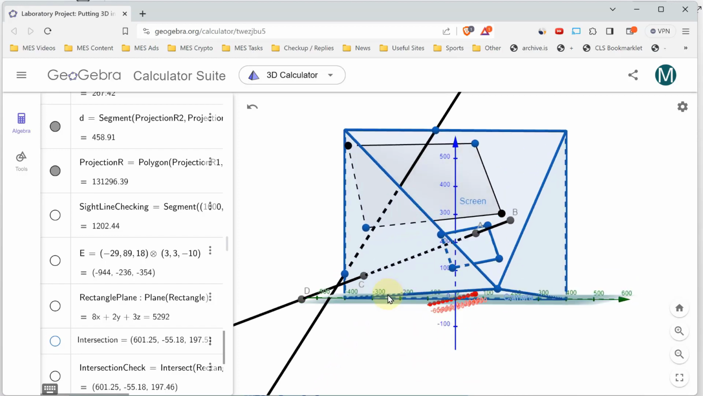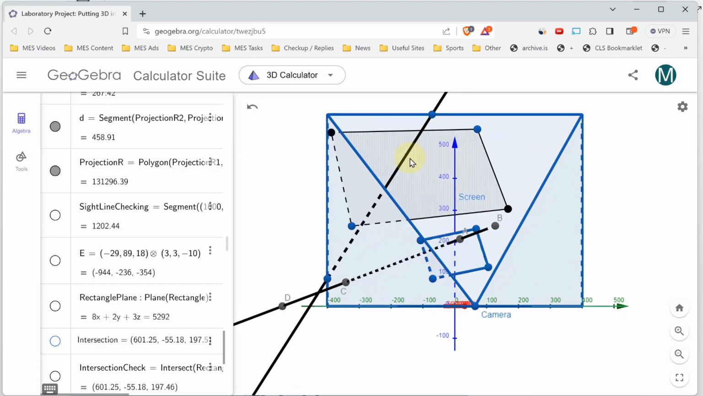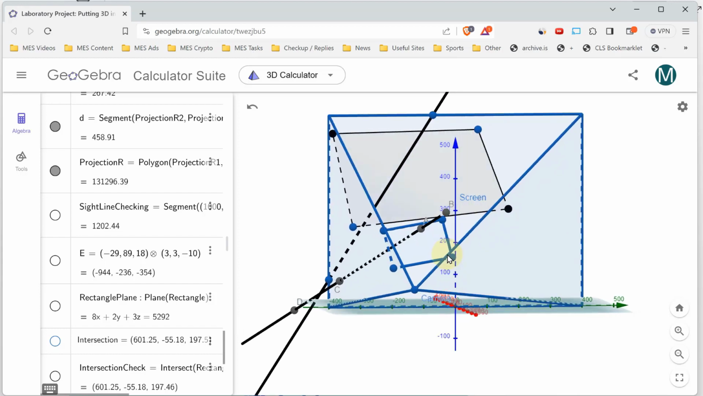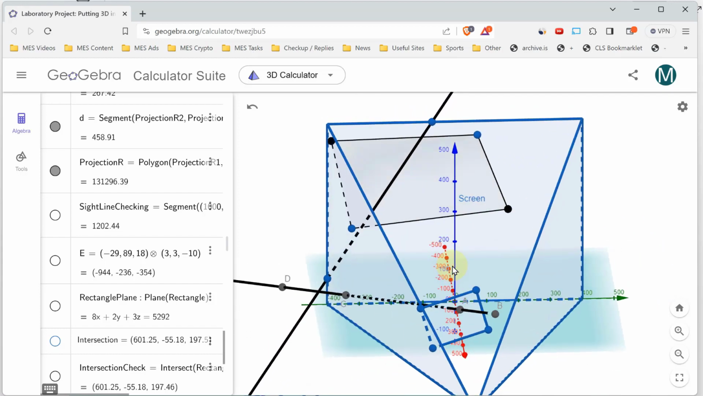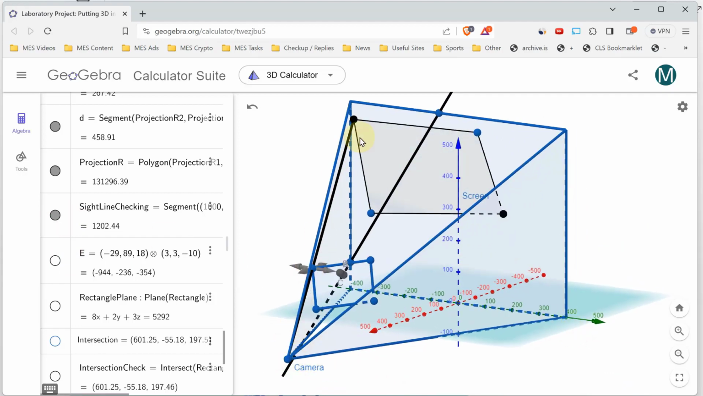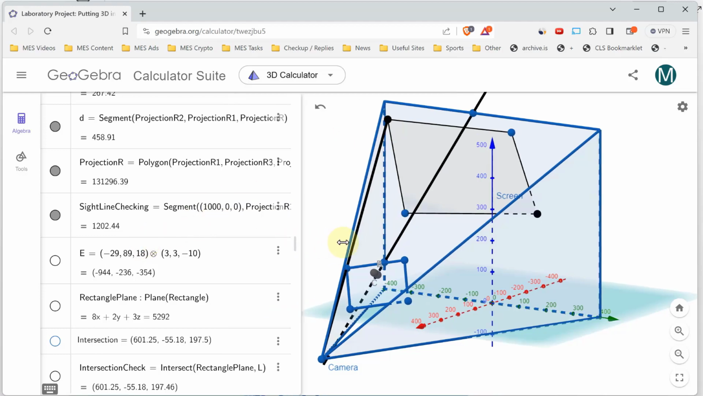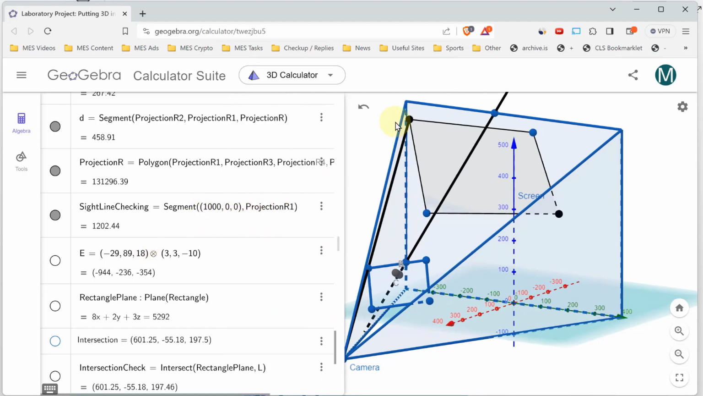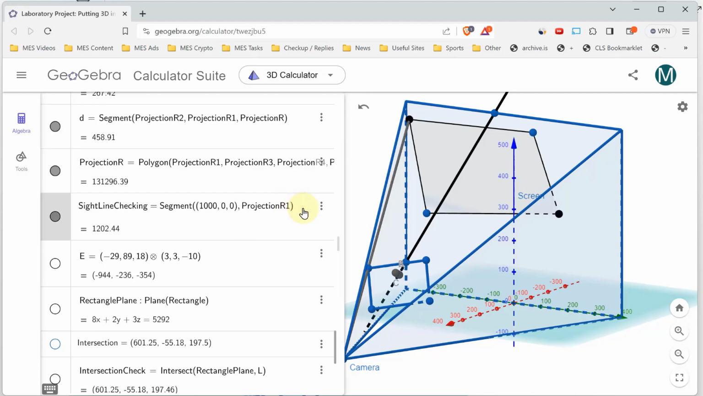So what this means is we have to look at the point that it goes through this. Yeah, so it's going to be somewhere around this point here. So we have to find the intersection of the line to that point. And then here's a sight line checking, just to make sure that we're going through. So this point goes through here, it goes through there, and this segment is just from the camera to the projection R1. So if we do R2, it should connect through the second point.